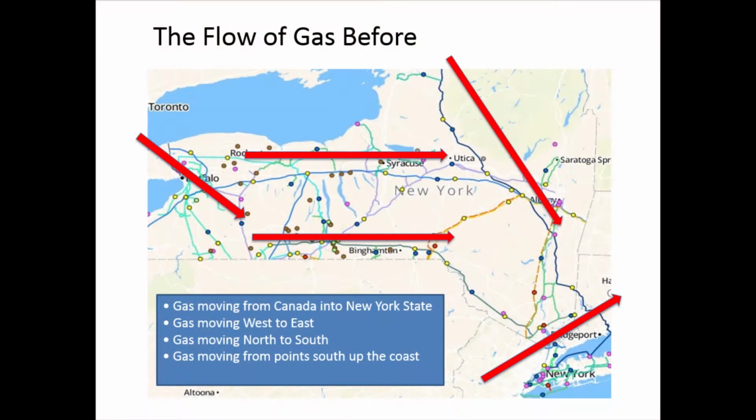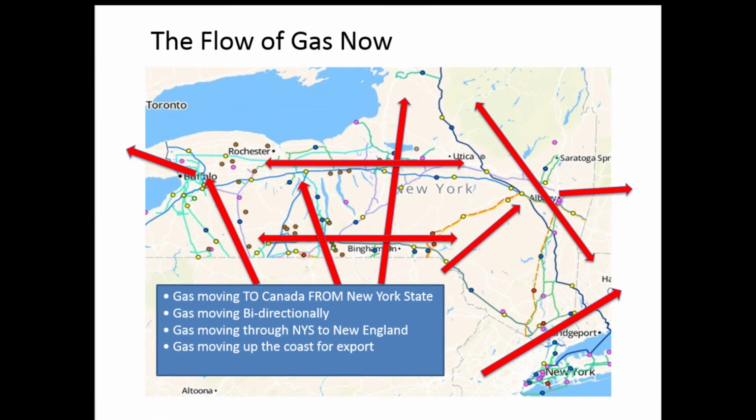So we took a look at what the flow of gas was like before in the state of New York, and in Pennsylvania too, in the Northeast. The gas used to come down from Canada and come up from the Gulf states, and everything sort of flowed in through distribution lines. The flow of gas now, all the pipelines are now being built bi-directional.